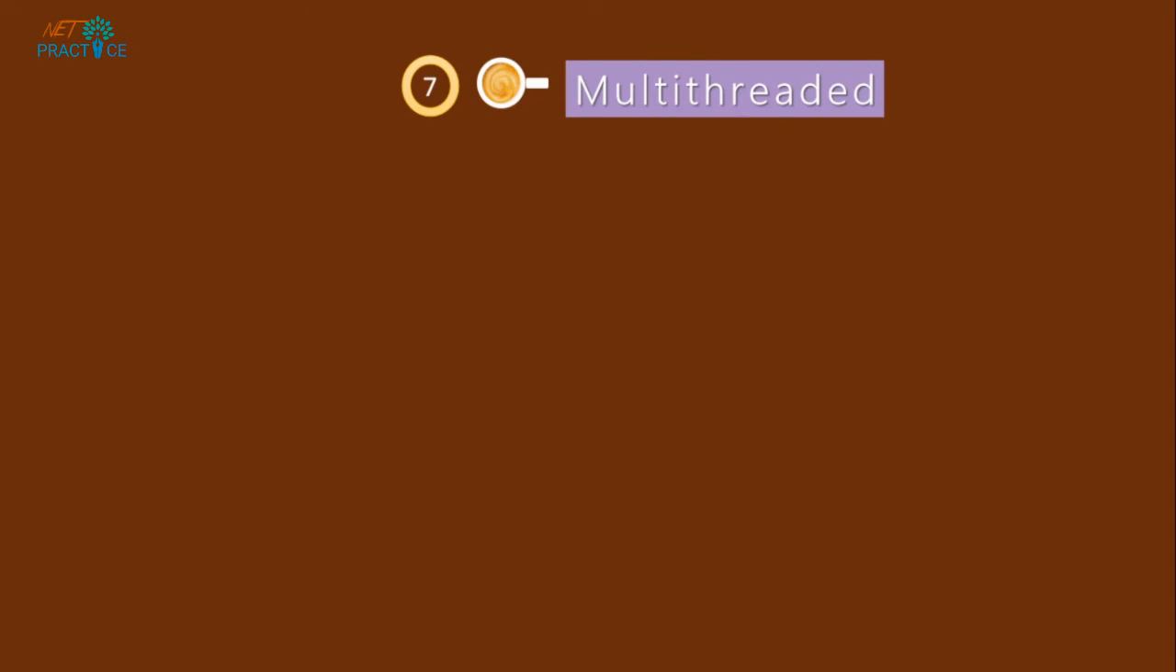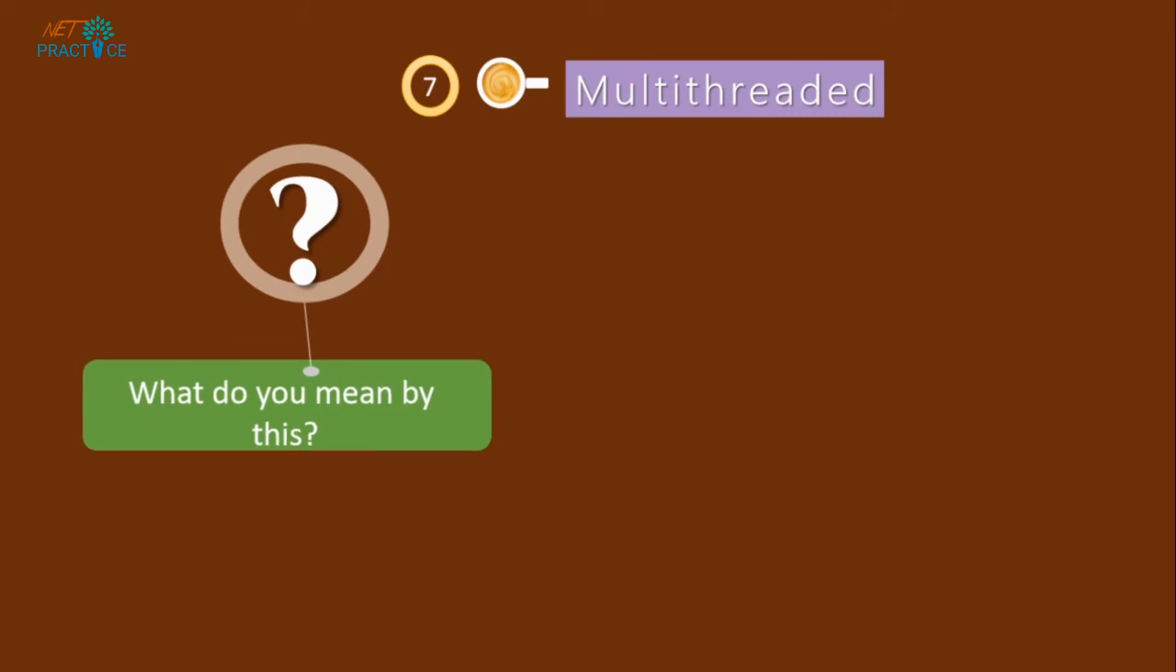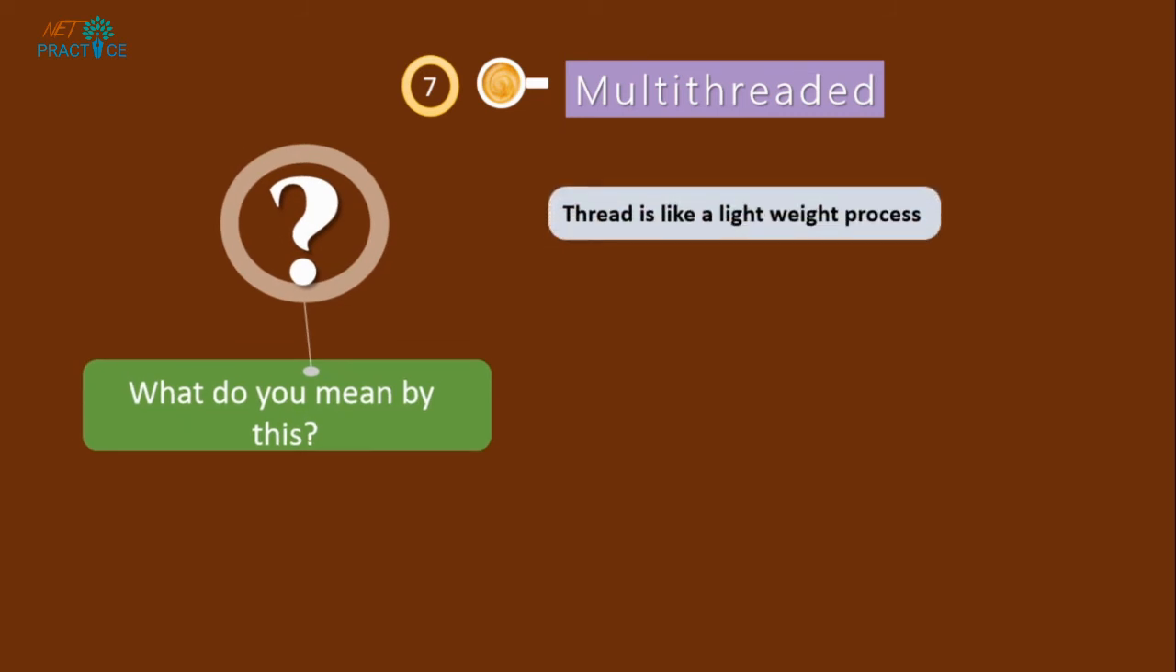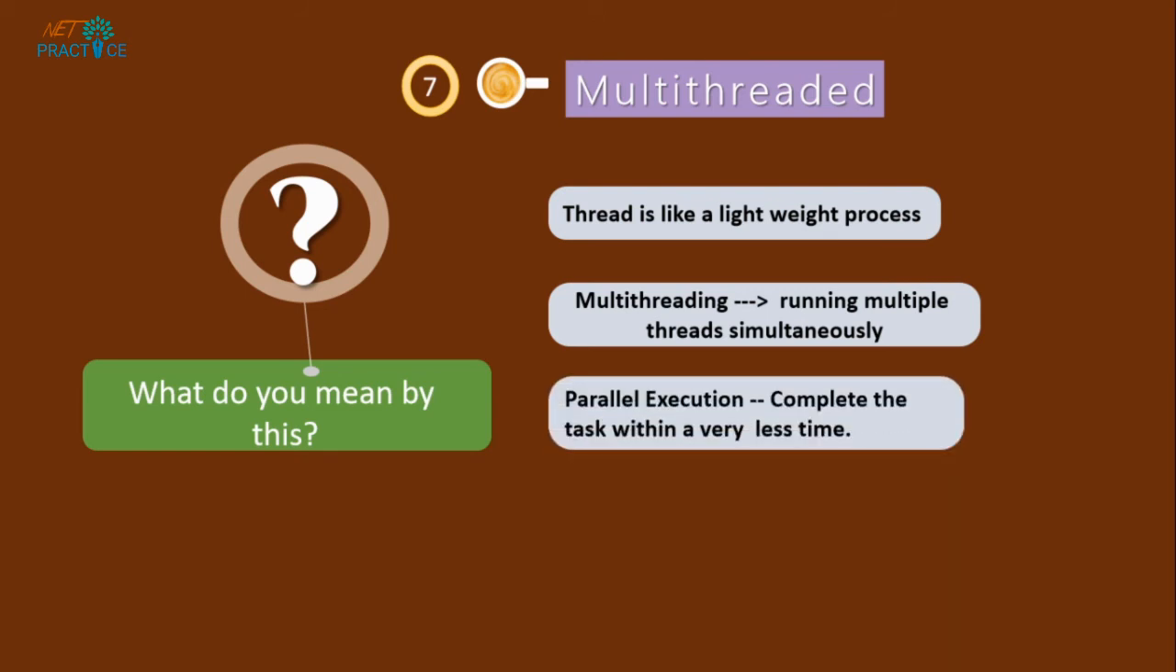Now multi-threaded. Java is multi-threaded. What do you mean by this? Thread means a lightweight process. So multi-threading means you can run multiple threads simultaneously. So it provides parallel execution. So what is the benefit of parallel execution? You can complete the task in very little time.